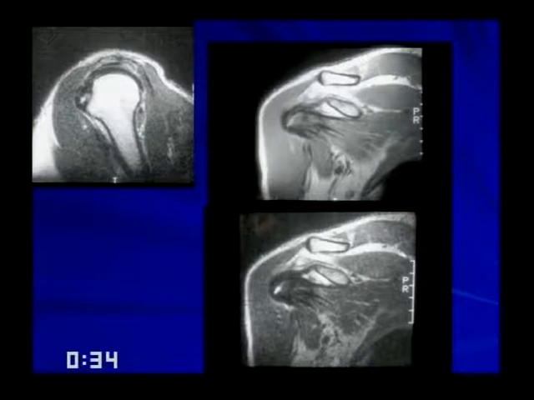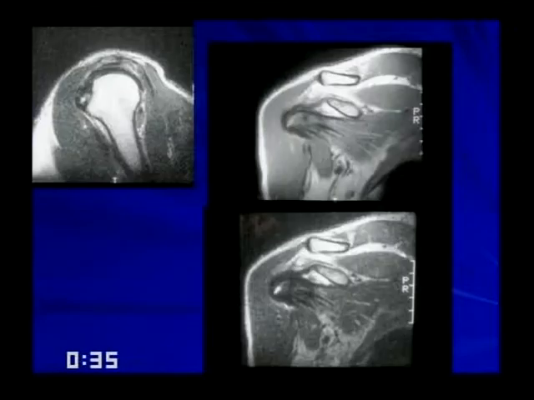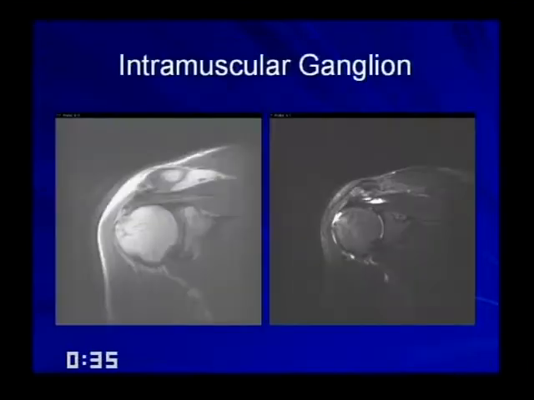Here's a partial tear, and this was a partial tear of the subscap, and those are associated with dislocation of the biceps. In the last minute, let's look at some full thickness tears.